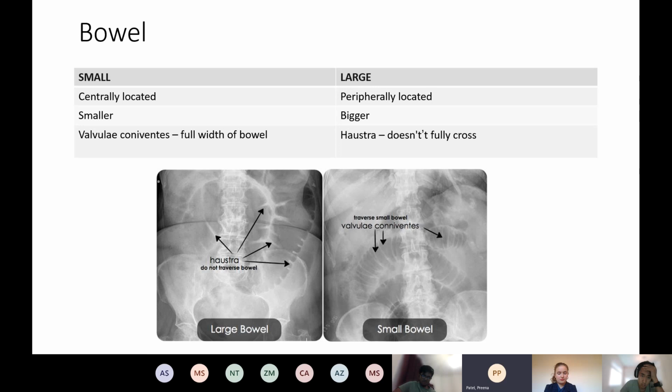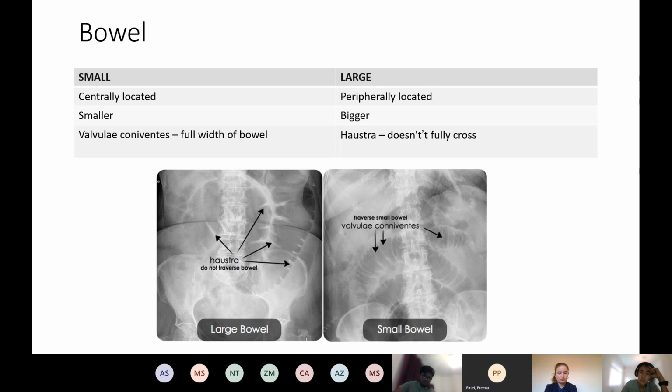Okay, so your small bowel, like Chris said very rightly, is located more in your center, and your large bowel is located more peripherally. And like Alex said, your small bowel tends to be smaller, your large bowel tends to be bigger. I wouldn't say it's filled with more air, because I don't know the volume of it, but physically the large bowel does tend to be bigger.